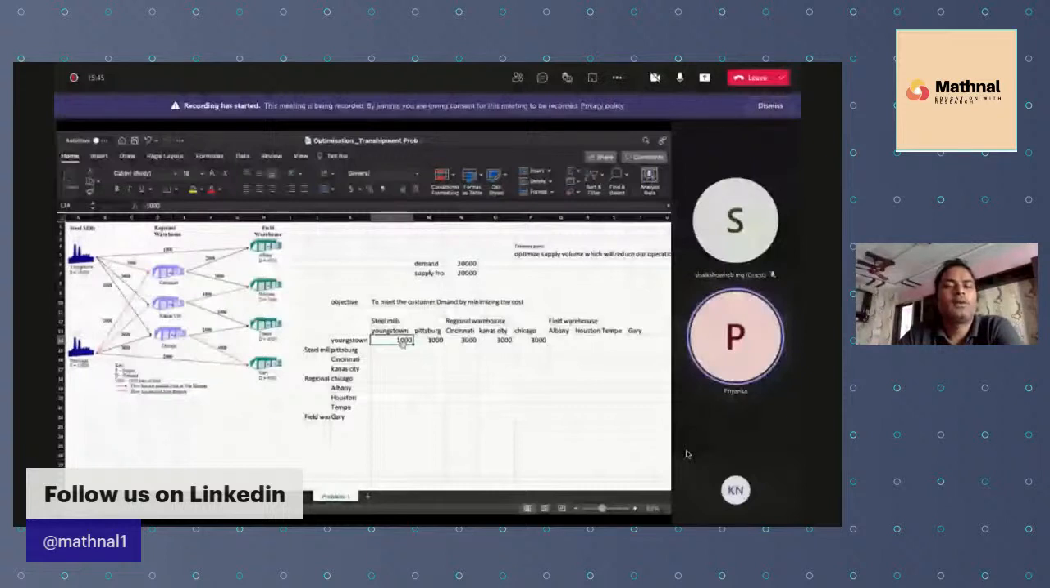But we need to put values randomly only on those points where we have connectivity. If you look at the factory, it has supply points to all three regional warehouses. So we need to put the cost per unit per kilometer values. They have not given us these here. We need to write them randomly.